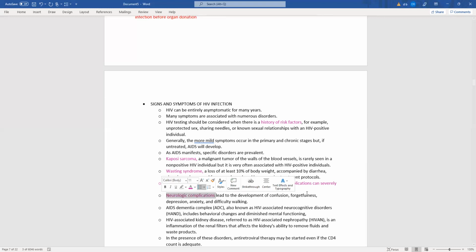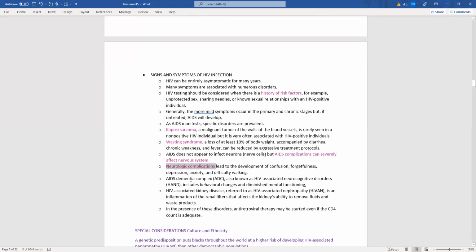Those are what the neurologic complications are. There might be select all that apply, may not, maybe so. Neurologic complications lead to the development of confusion, forgetfulness, depression, anxiety, and difficulty walking. AIDS dementia complex, ADC, also known as HIV-associated neurocognitive disorder, which is known as HAND, includes behavior changes and diminished mental functioning.